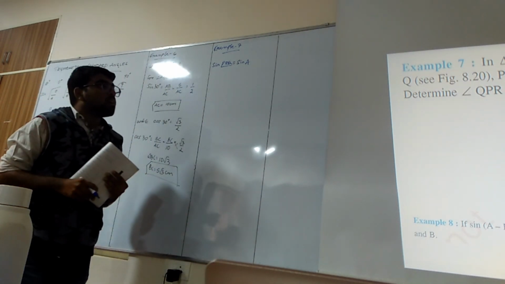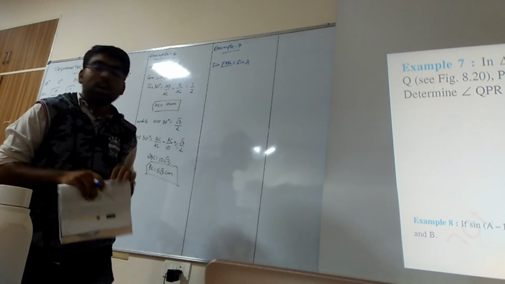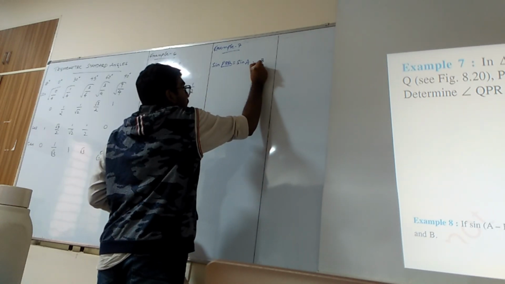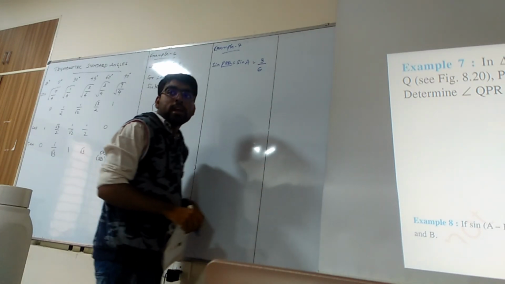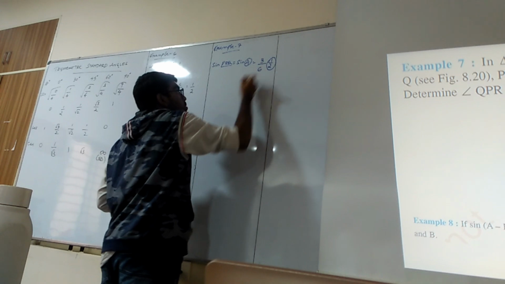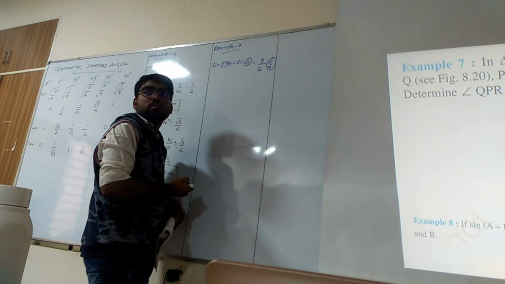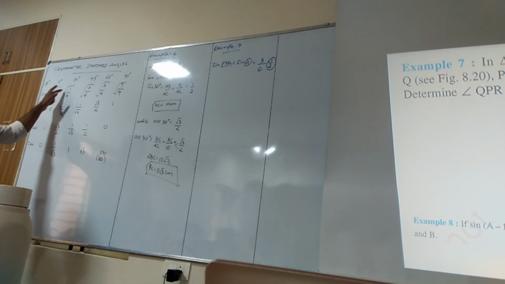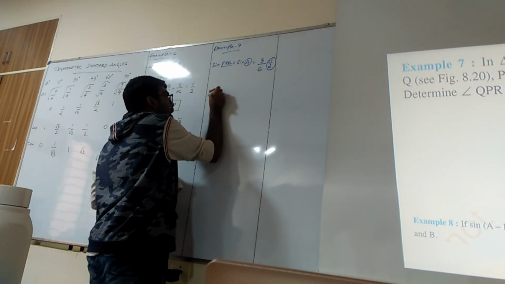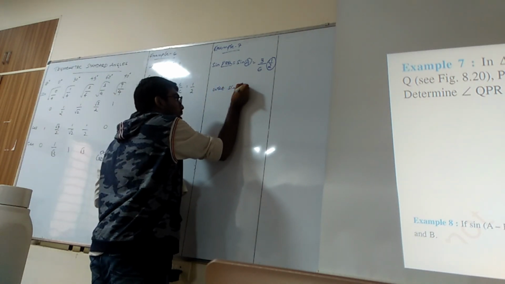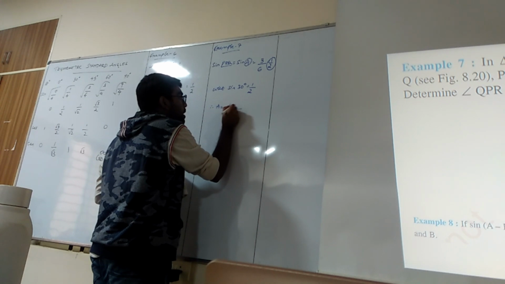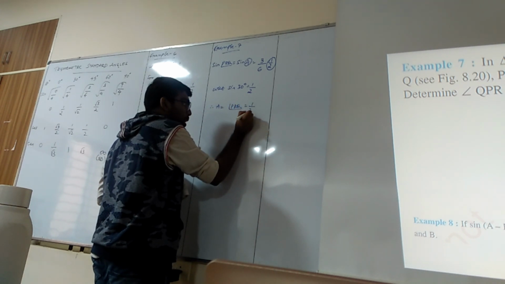Okay. So for this angle R, what is the sine they have given? Perpendicular is 3, hypotenuse is 6, right? Which becomes 1 by 2. Sine of which angle is 1 by 2? 30 degrees. So A is equal to, we know that sine 30 degrees is equal to 1 by 2. Therefore, A is equal to angle PRQ.